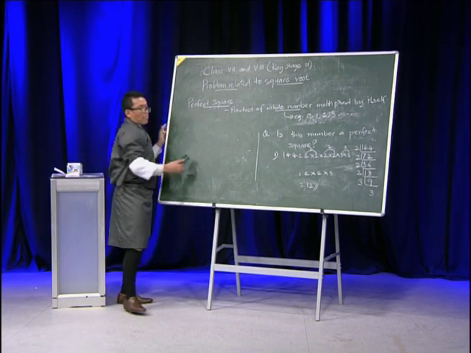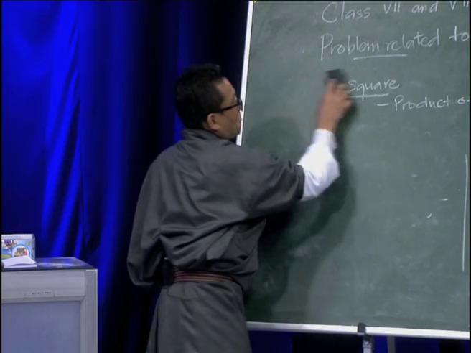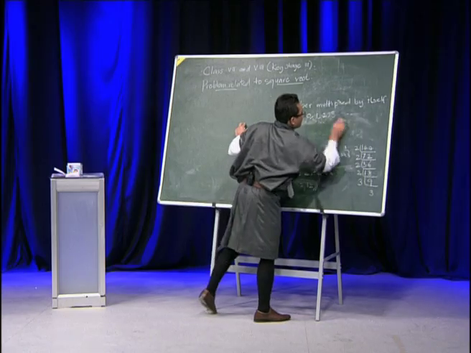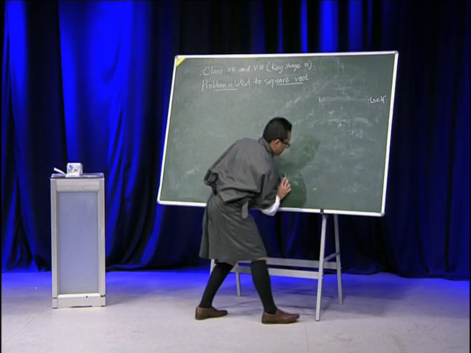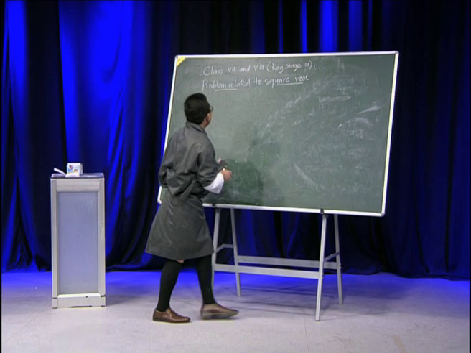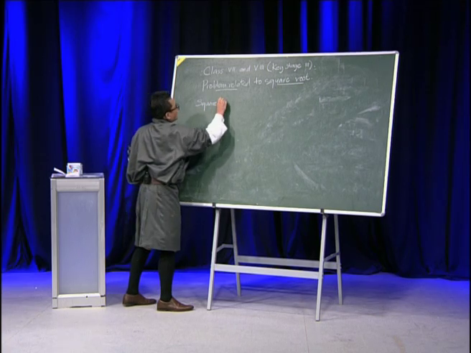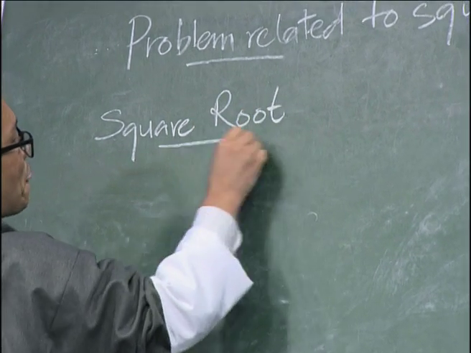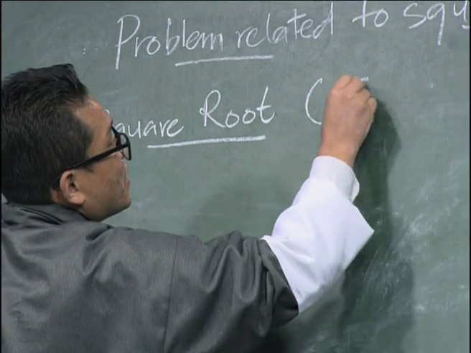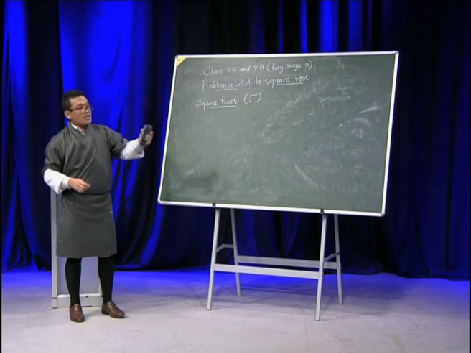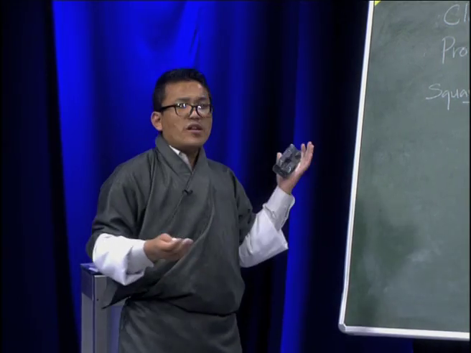Now, I will explain how to solve problems related to square root. When we use a symbol for a square root, something like this, this is the symbol of square root. And square root is just the opposite of what we have seen in the perfect square.